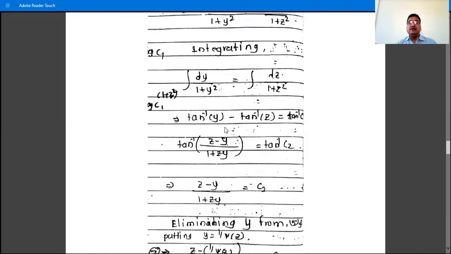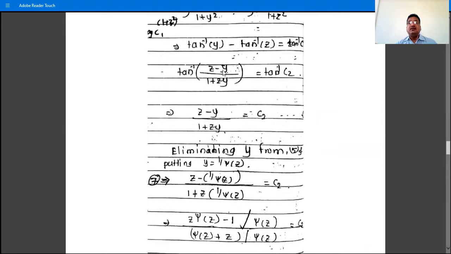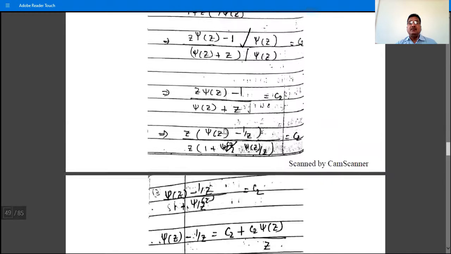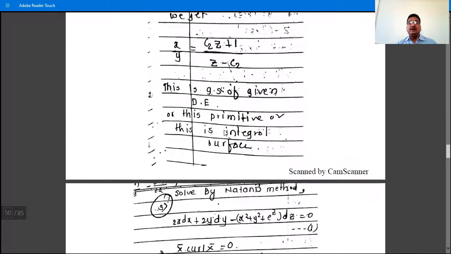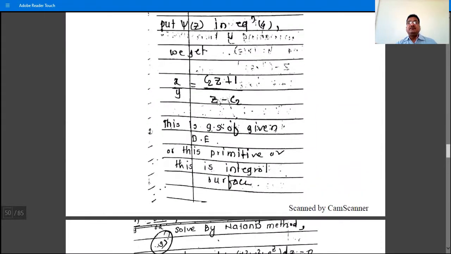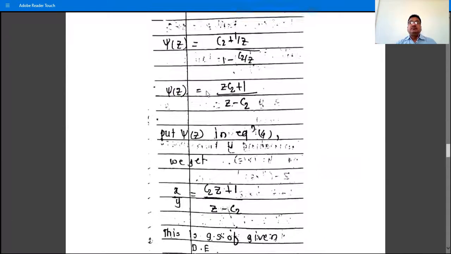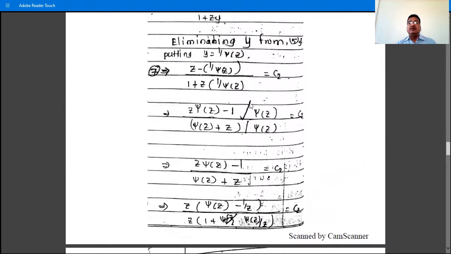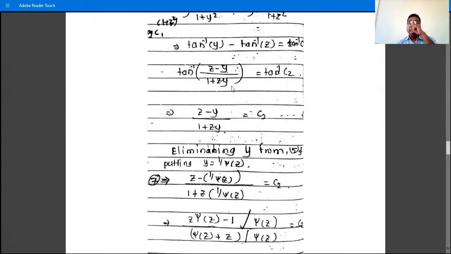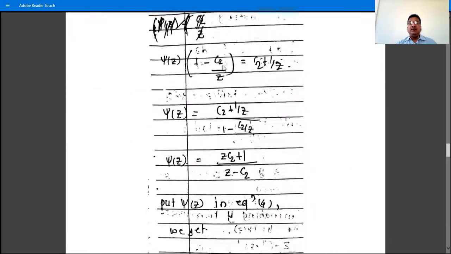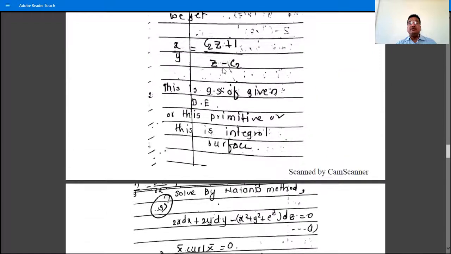So by using Natani's method, this is the answer. Because tan inverse y by x minus tan inverse z, if we simplify, we have the answer tan inverse of (y by x − z) divided by (1 + (y by x) z), by using this formula. So I think by using both methods, we have the same answer.